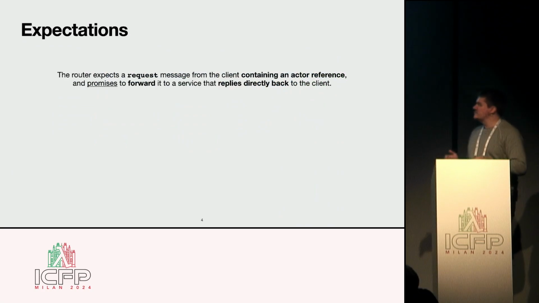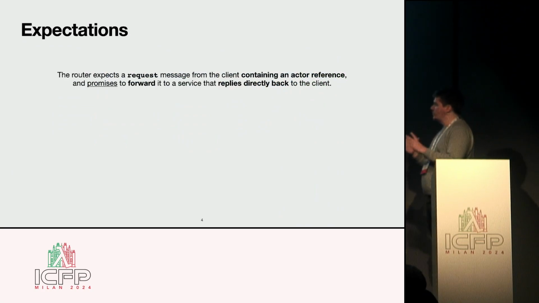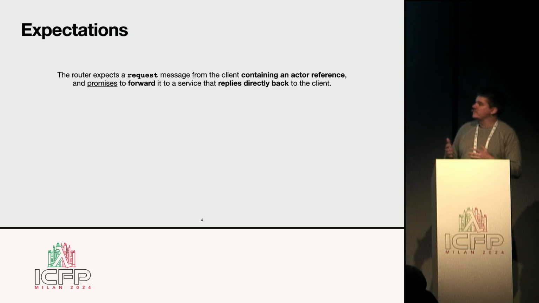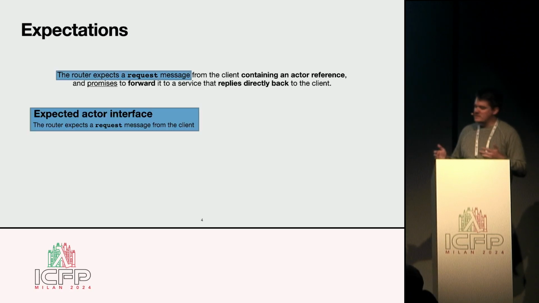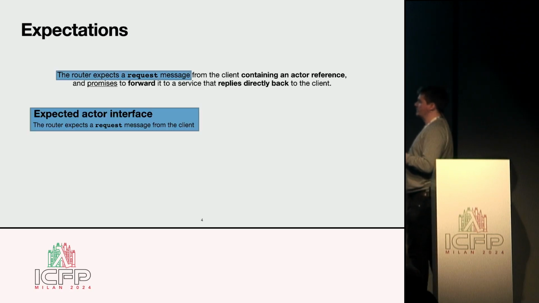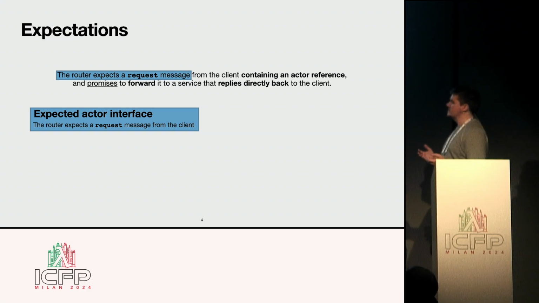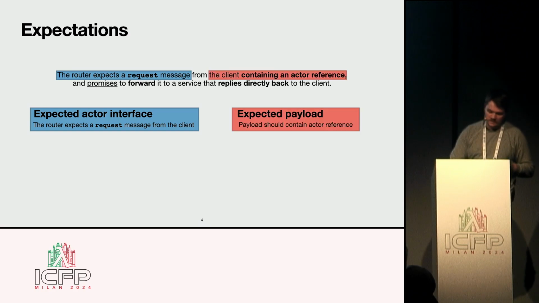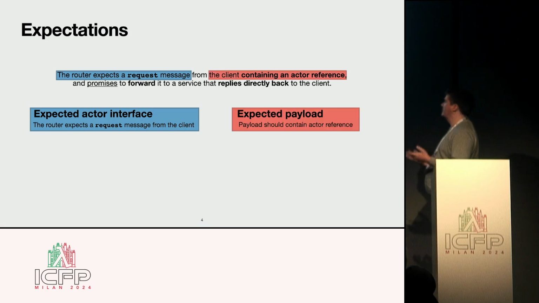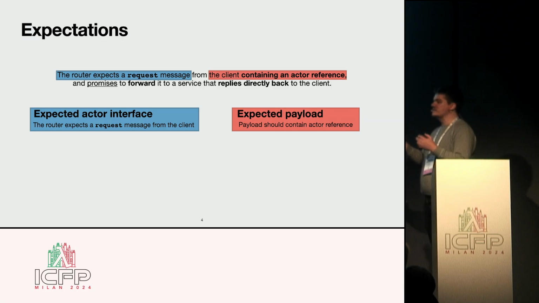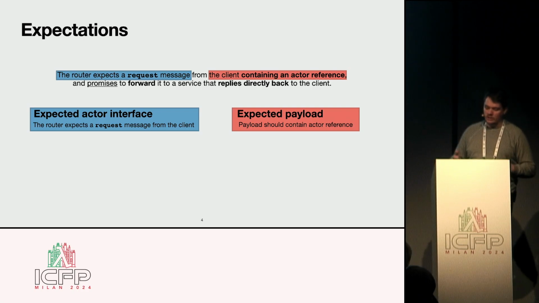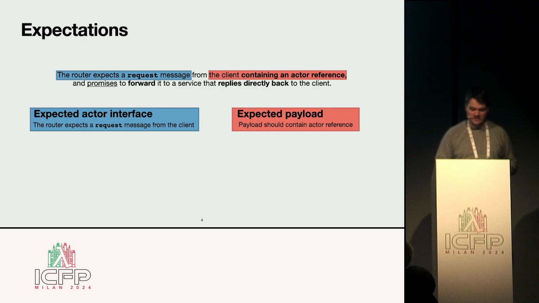And if we analyze this set of expectations more carefully, we can see that it actually is about 3 types of expectations. So the first type of expectation is about the expected actor interface. The router should be able to understand request messages sent from the client. Then we have an expectation about the payload of the message. As we have seen, the client sends a reference to itself to the router, and that should be part of the payload of the message.